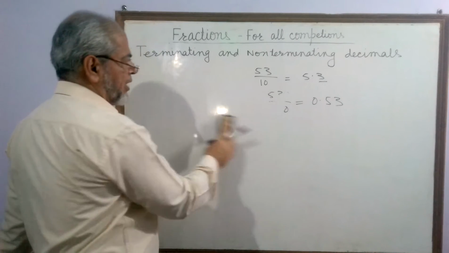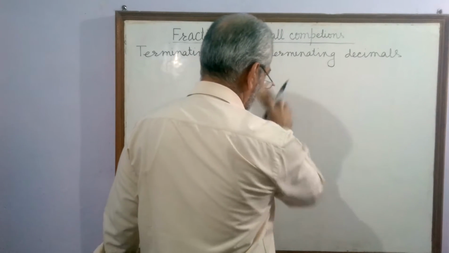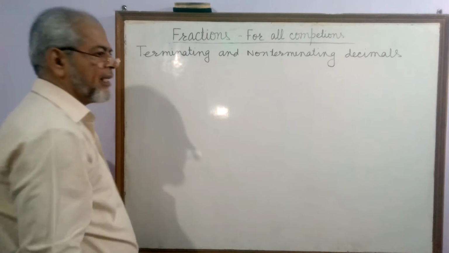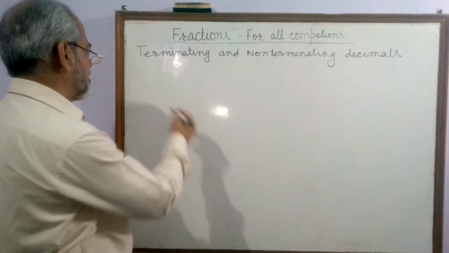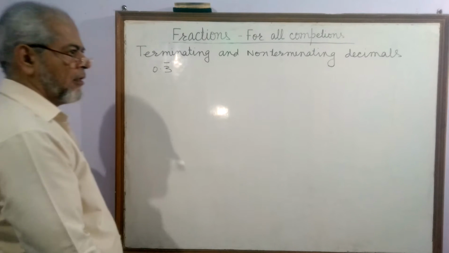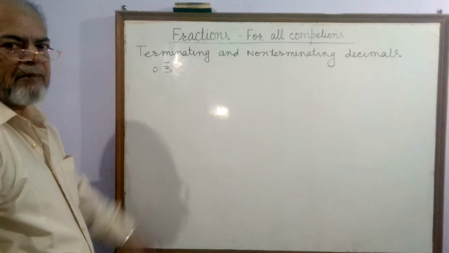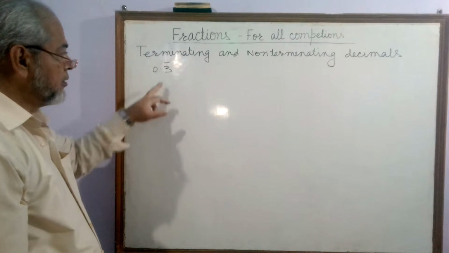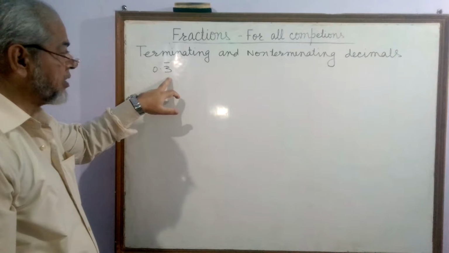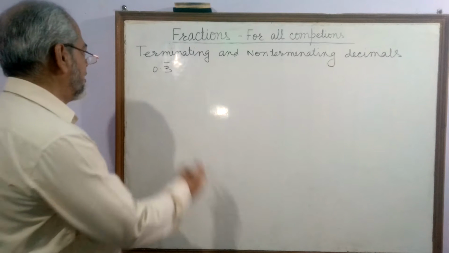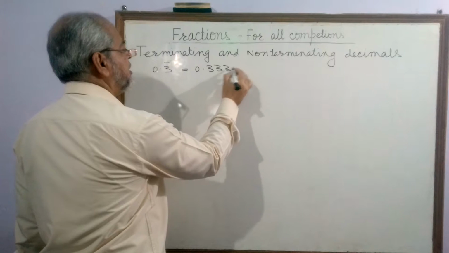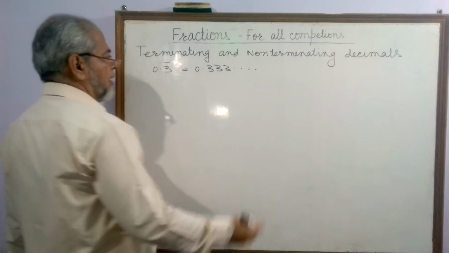तो ये हुई बात टर्मिनेटिंग एंड नॉन टर्मिनेटिंग. अब सवाल यह है कि ये जो नॉन टर्मिनेटिंग है इन्हें फ्रैक्शन में कैसे कन्वर्ट किया जाए. For example, 0.3 bar. How can we solve it and find a fraction for this value? तो अगर इस नंबर को हमें फ्रैक्शन में बदलना है तो कैसे किया जाएगा. So you know that this is equal to 0.3333 and so on.